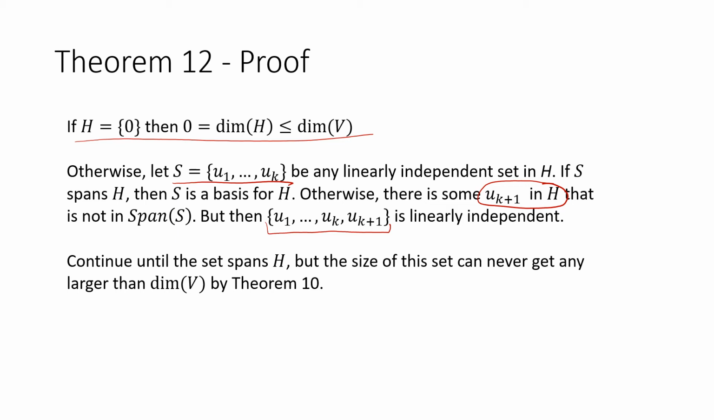And you just keep doing this over and over again. So if the set that you end up with doesn't yet span H, add in another vector that's not in the span, and keep doing it until you can't do that anymore. At some point, you're going to run out of vectors that you can add in. But our previous theorem said that it can never get any bigger than the dimension of V. Because H is sitting inside V, if it gets bigger than the dimension of V, then it's linearly dependent. So the dimension of H can never be any more than the dimension of V.